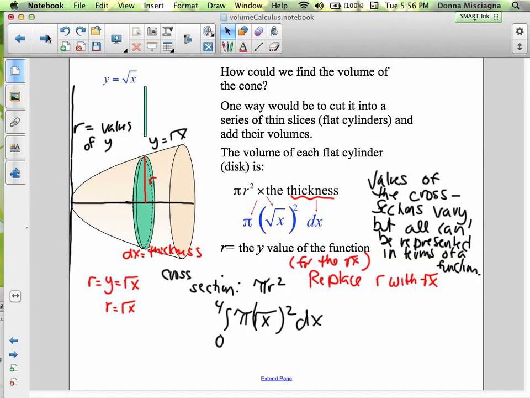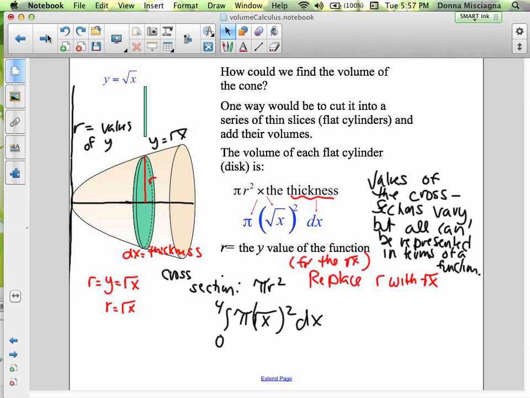So the radius is defined in terms of the square root of x. So all our radiuses are the heights that we get from our function, which is the square root of x. The thicknesses of all our slices are dx, right? They're super thin, right? The thinness is going to 0. So the values of the cross section vary, as I have written over there. They vary, but all can be represented in terms of a function, and that's key in these problems. So in the other problem, we represented it in terms of a semicircle. In this one, it's in terms of the square root of x.